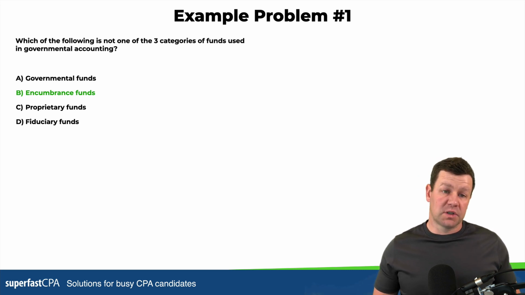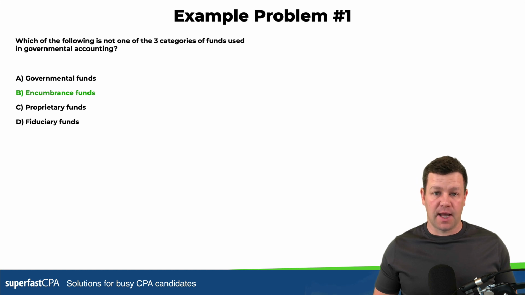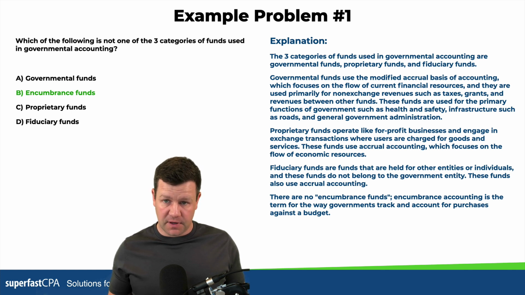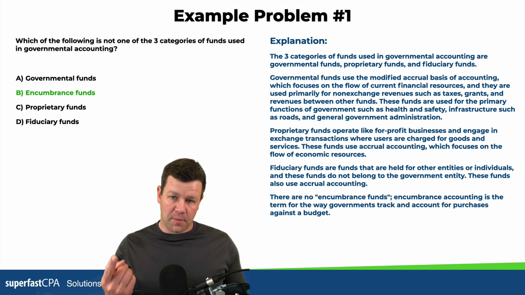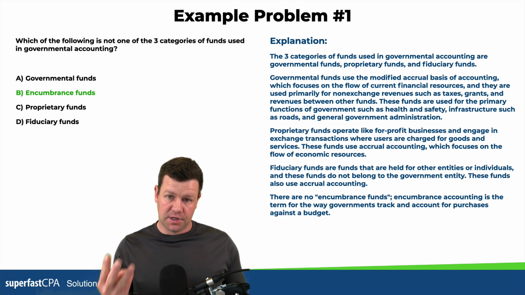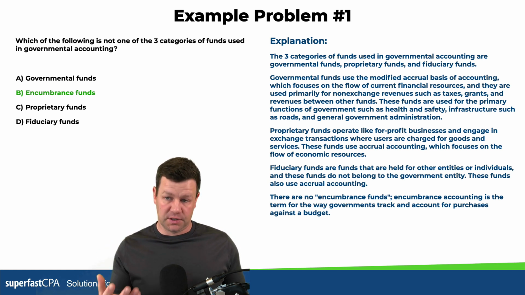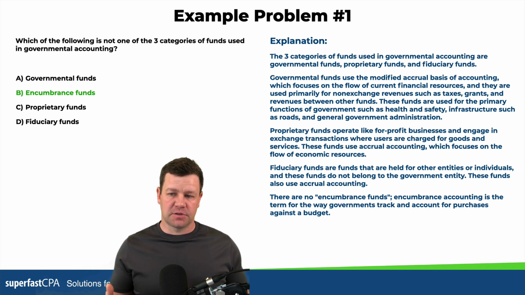So it was asking which of the following is not one of the three categories of funds used in governmental accounting. The three categories are governmental funds, proprietary funds, and then fiduciary funds. Governmental funds use the modified accrual basis of accounting that focuses on the flow of current financial resources. They are used primarily for non-exchange revenues such as taxes or grants, revenues between other funds. These are funds that are used for the primary functions of the government, such as health and safety, infrastructure such as building roads, or just general government administration.